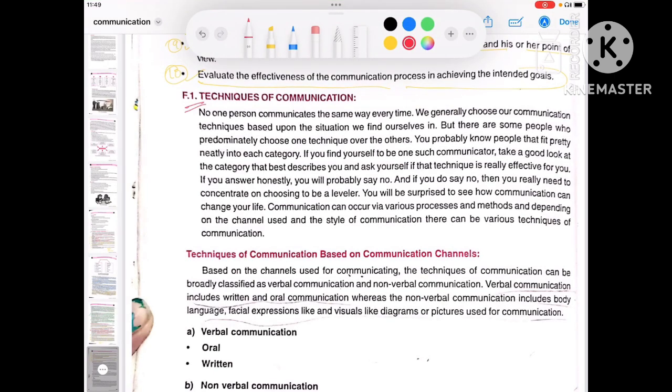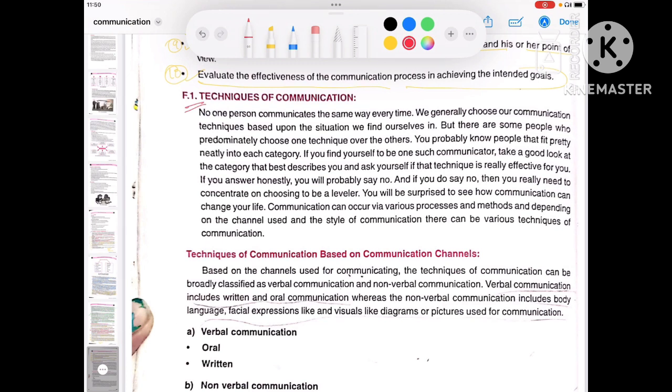No one person communicates in the same way every time. We generally choose our communication techniques based upon the situation we find ourselves in. But there are some people who predominantly choose one technique over the others. You probably know people who fit pretty neatly into each category.